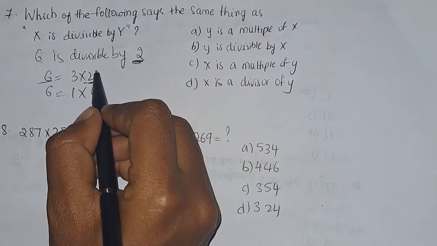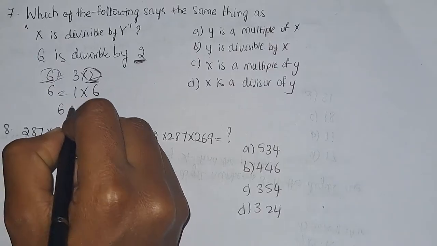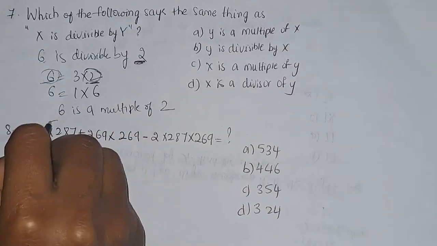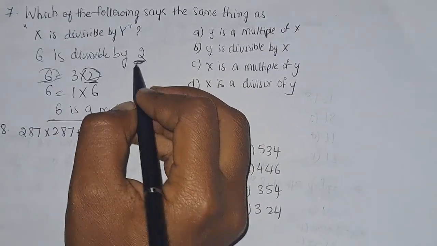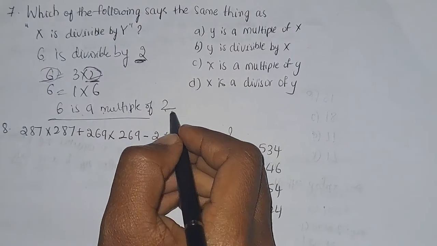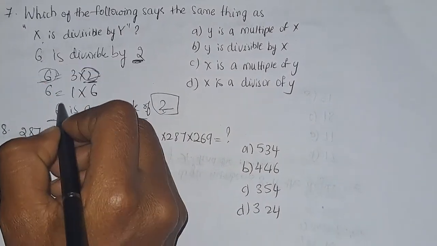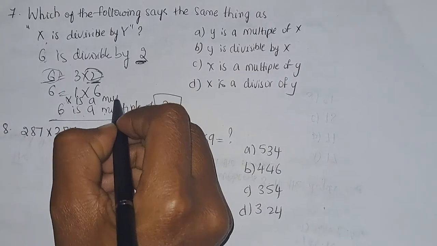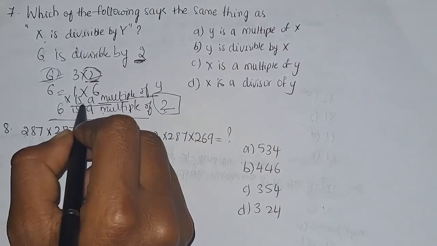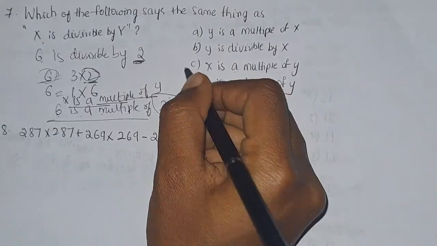So 6 is a multiple of 2. Yes or no? Yes. Whereas 2 is a factor of 6. So you can say 6 is a multiple of 2. That means you will get 6 in the 2 table. Okay. So what is 6 here? X. So x is a multiple of y. Yes. So you can write this statement: x is a multiple of y.